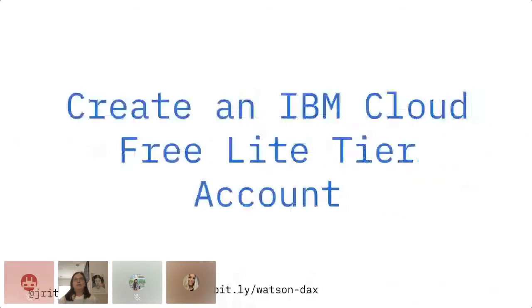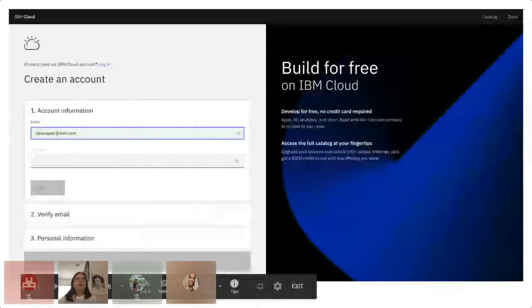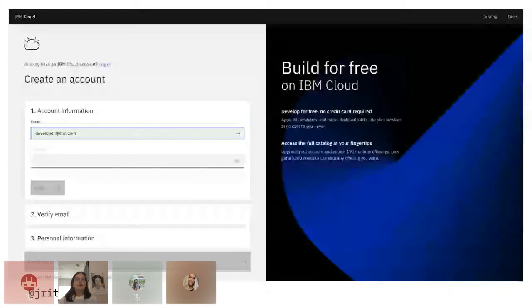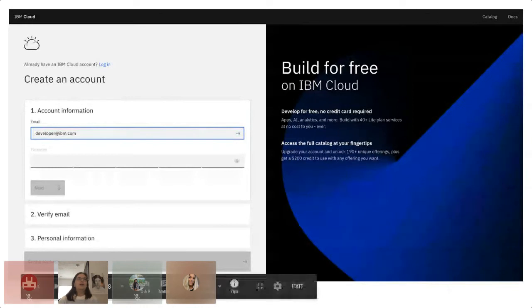What you'll be signing up for is a free Lightyear account. So it's free forever. You will not incur any costs for having this account at any time. And what's nice about it is we have over 40 light plan services. So things like Watson Studio and creating Jupyter Notebooks, different offerings that we have, IBM Cloud App ID, API Connect, things like that. We have light plan services for all of these products, and they're at no cost to you ever. So if you're looking for things that you can play around with and really get your hands dirty and not have to put in a credit card for, this is the account. This is the account for you.